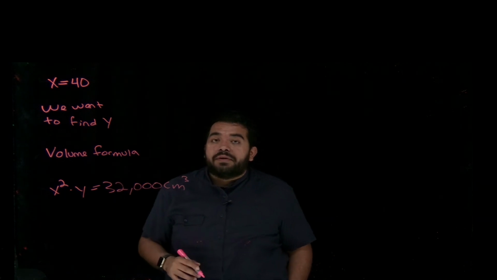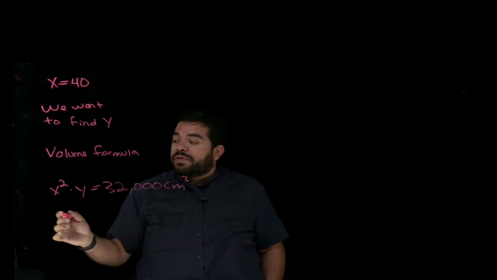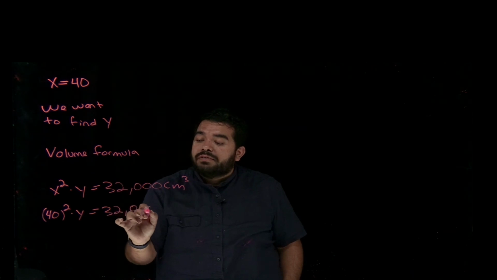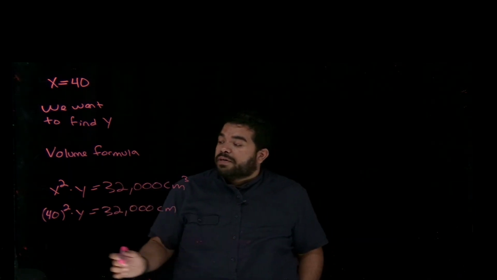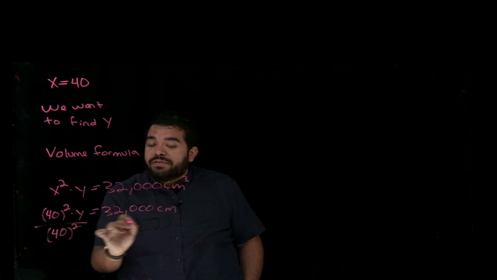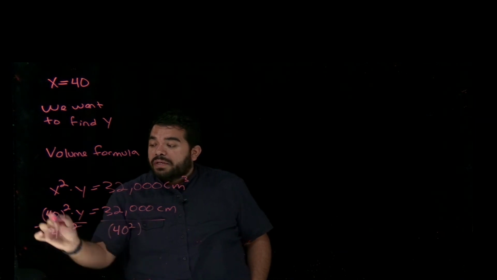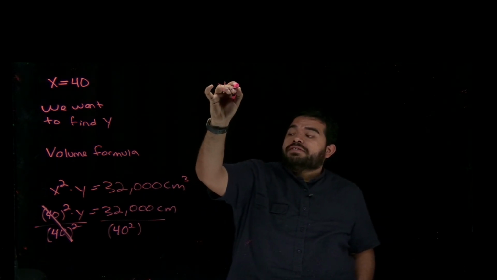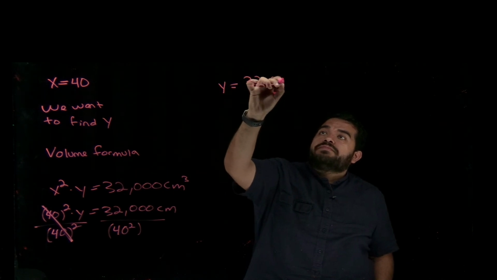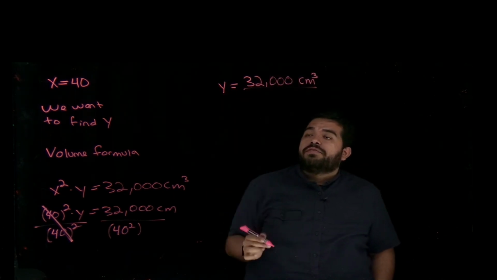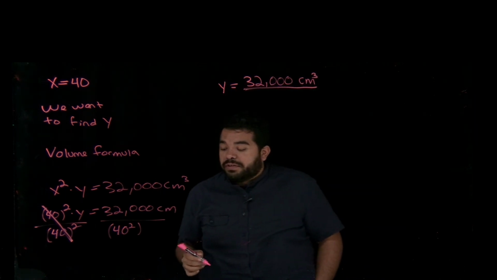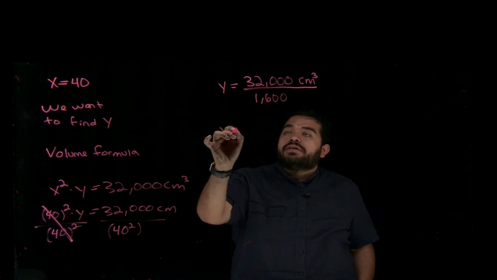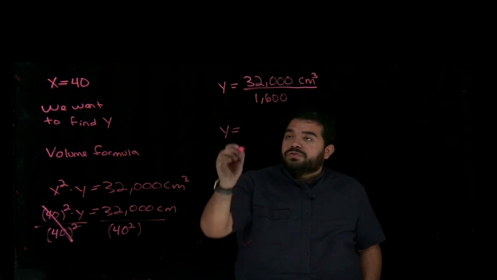This has to be true. This is one of the requirements that we have to satisfy. Well, we now have the value of x, and that's going to be 40 squared times y equals 32,000 centimeters cubed. We want to isolate y. So here we divide both sides by 40 squared. That cancels out on this side. And on the other side, we have y is equal to 32,000 cm cubed over 40 squared. If you plug in 40 squared to your calculator, you should get 1,600. Now I can solve for y, and by dividing this, we get that y has to be equal to 20.